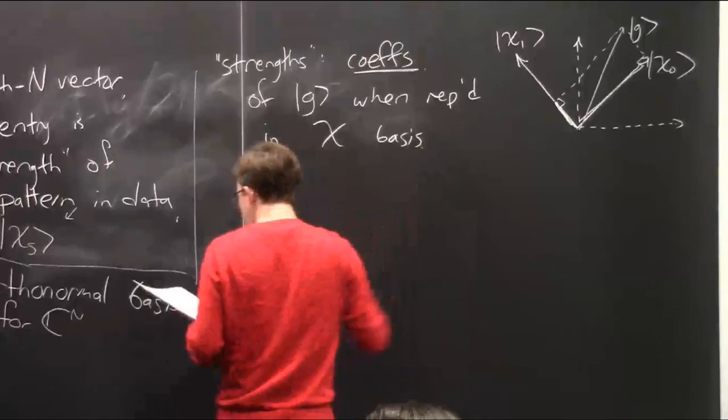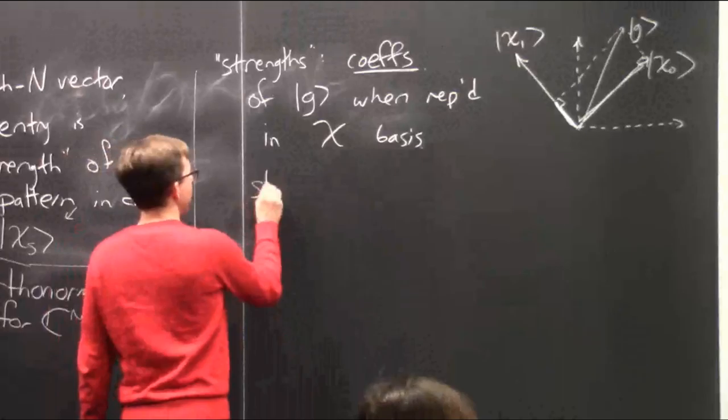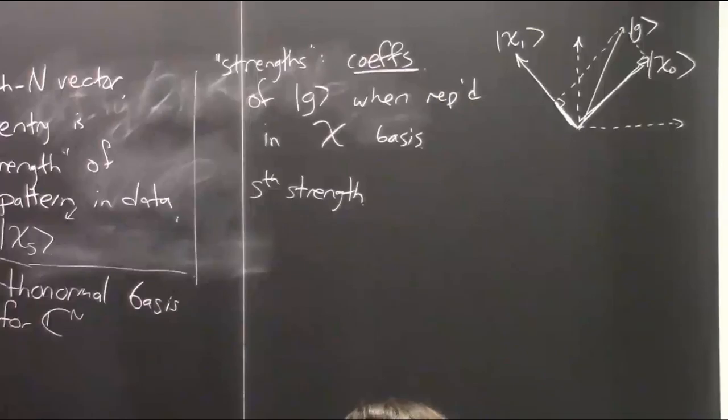And there's nothing magical about this. I mean, we talked way back in lecture 3 when we reminded ourselves about linear algebra, what are these quantities? You know, this S strength, if you will, since these chi's are assumed to be unit vectors, it's just the dot product of G with each of the chi's.